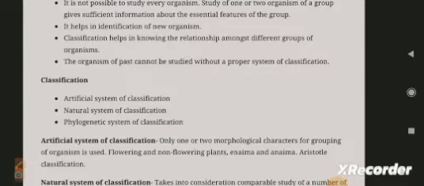The organism of past cannot be studied without the proper system of classification.